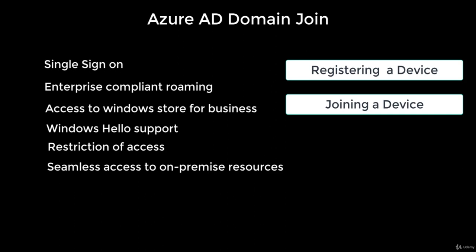The second one is joining a device. Joining a device is an extension to registering a device. That means that it provides you with all the benefits of registering a device, and in addition to that, you can change the local state of the device. Changing the local state enables your users to sign into the device using an organization account, work account, or school account instead of a personal account. Enterprises usually combine this registration with an MDM solution such as Microsoft Intune.